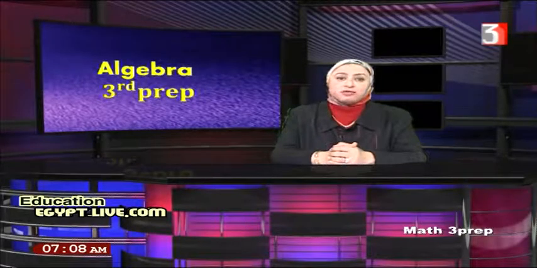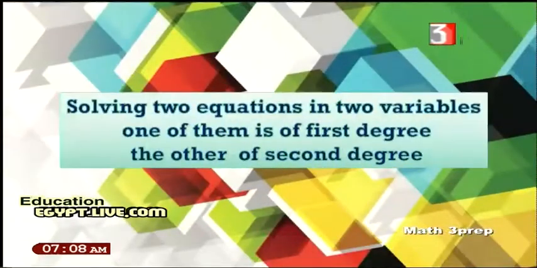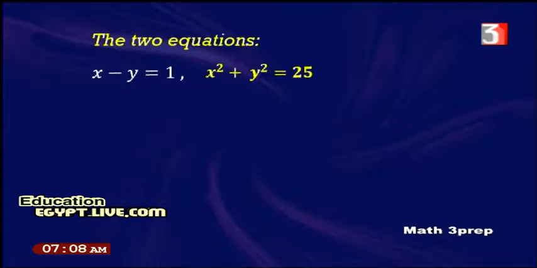Let us start with the first lesson, which is solving two equations in two variables, one of them of the first degree and the other of the second degree. First of all, you have the two equations: x minus y equals 1, and the other one is x to the power of 2 plus y to the power of 2 equals 25.